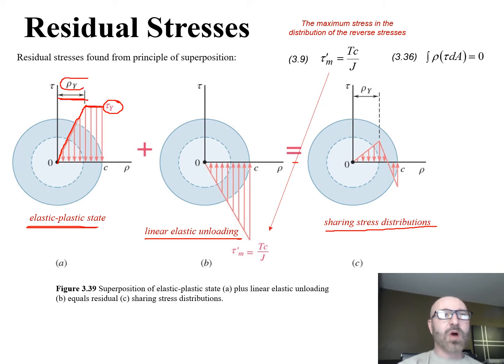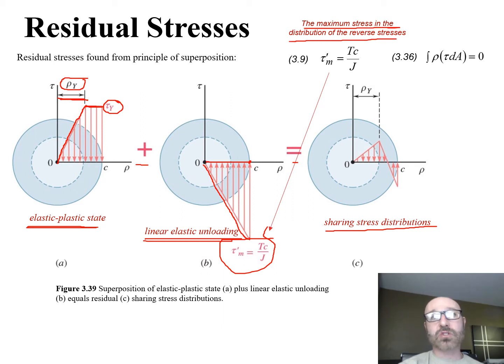There's our rho sub y right there, and we had those governing equations we saw earlier in this module for that there. So this right here plus our linear elastic unloading. So this is where we unload this here, so we show this down here like this right here, going out again to our outer radius. There's C right there, and this right here is equal to that. This is our maximum stress in the distribution of the reverse stresses right there.